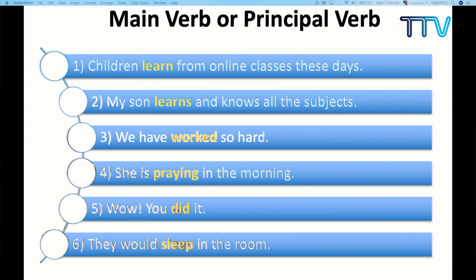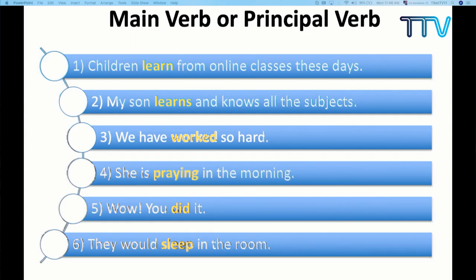If you look at the main verb, there are different types, which we will be doing in the next coming session. Children learn, this is the first form. In the next sentence, you will see, my son learns. So the first one is learn and the second one is learns. Why is there an additional s? In the principal verb, you have singular verb and plural verb. Subject and verb agreement. These are things you have to keep in mind, and we will do this later. We have worked so hard.